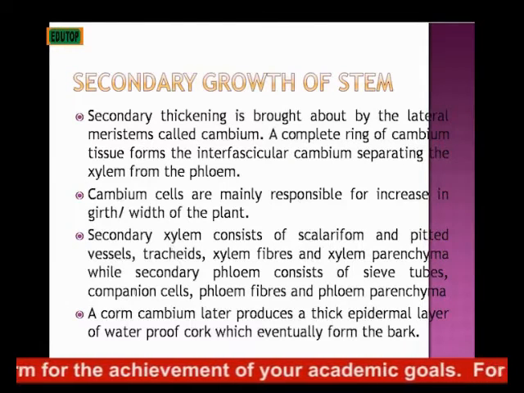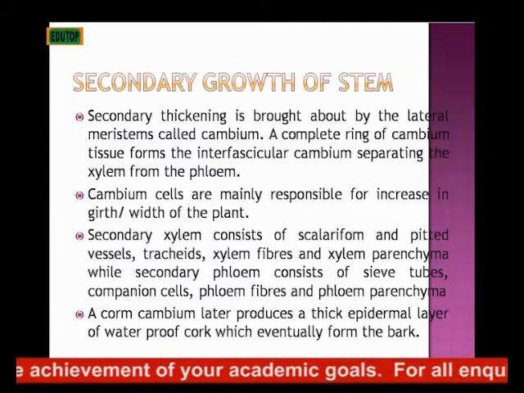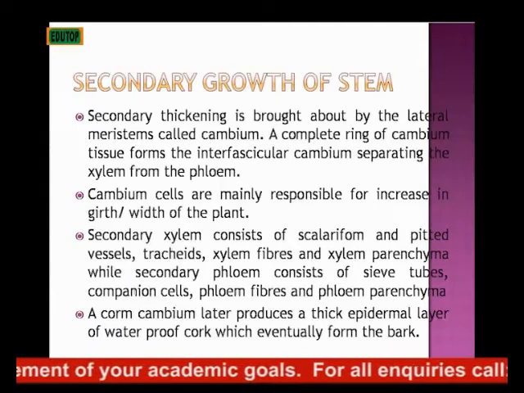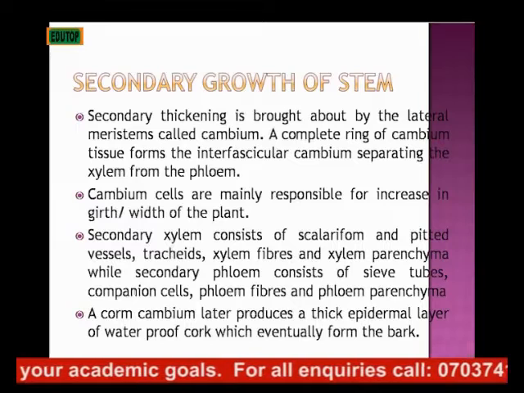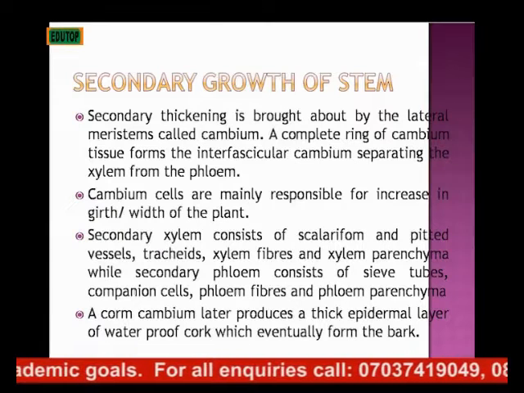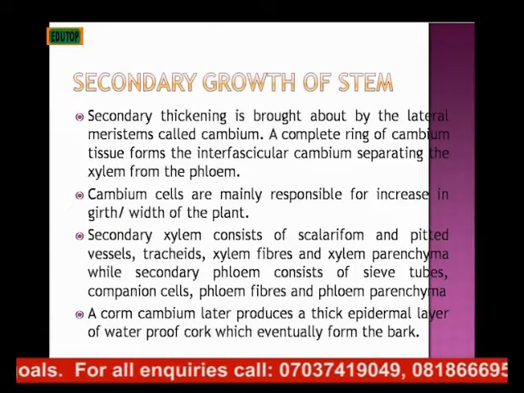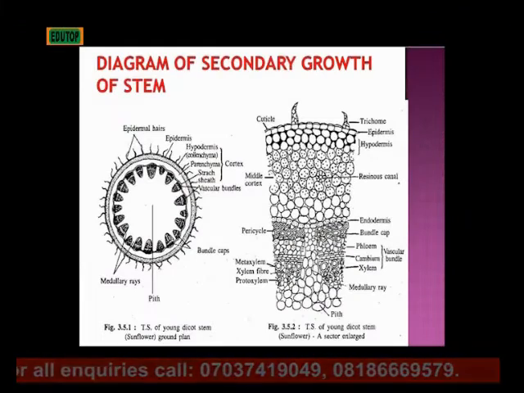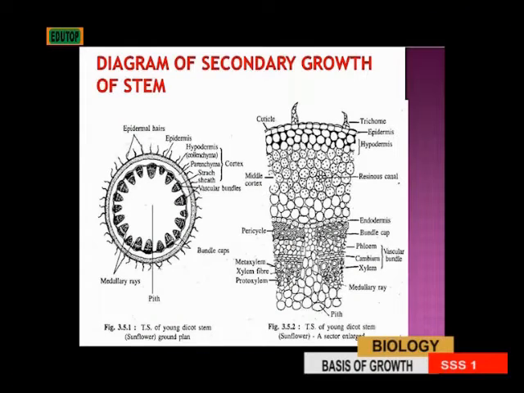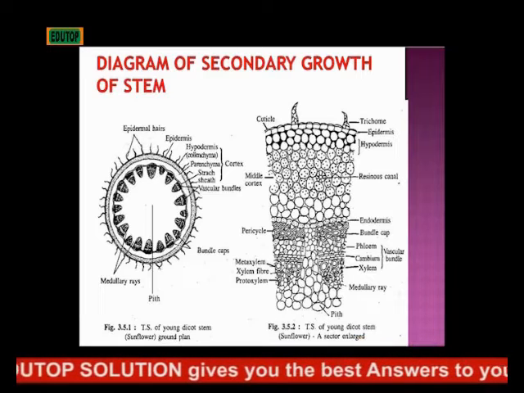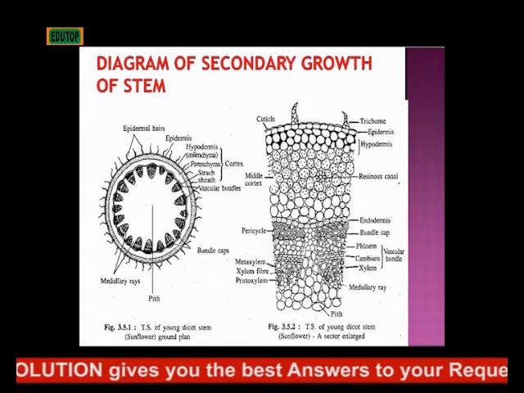I believe you know what the bark of the tree is, the hard part that you can peel off. That's the outermost part of the stem. That's what is called the bark. And this is a diagram of a secondary growth of stem. Just look at the diagram of the secondary growth of the stem.